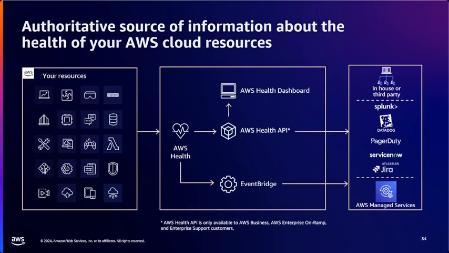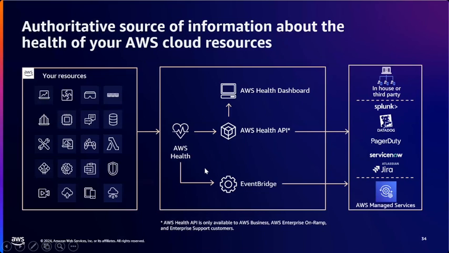AWS Health is the authoritative data source for events and changes that are happening in your entire AWS environment. AWS Health integrates with 200-plus services to provide you with resource health information. AWS Health notifies you of service events, plan changes, and deprecations to help you manage and take action proactively.